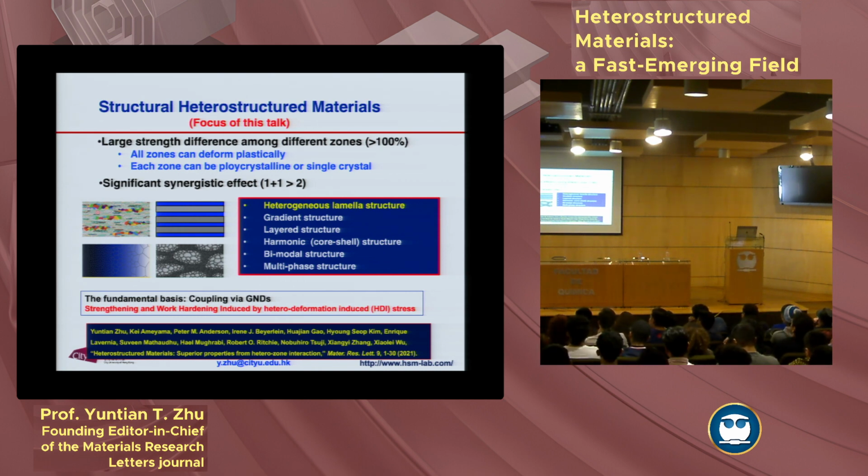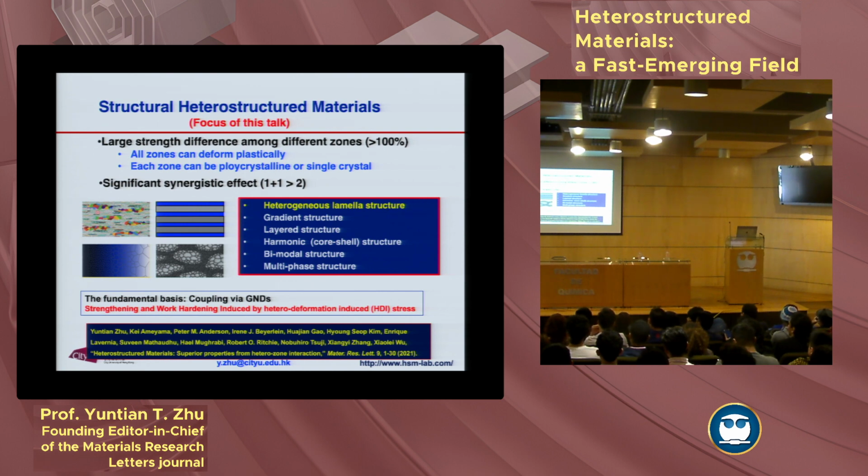Gradient structure, so like a grain size gradient. You can also have a composition gradient. Like in industry, you have steels, in the steel, they often like trying to diffuse carbon or nitrogen into it. That's composition gradient. It gives you similar property. And another one is seashell, bimodal, multi-phase. Yeah, all these are heterostructured.